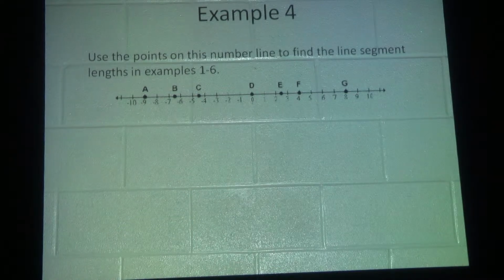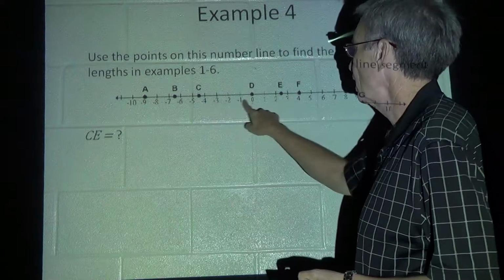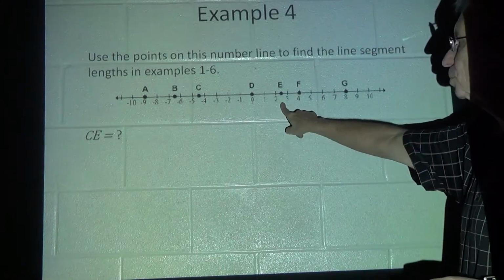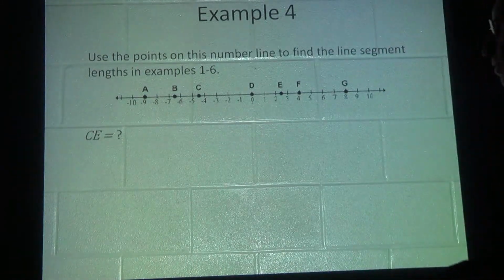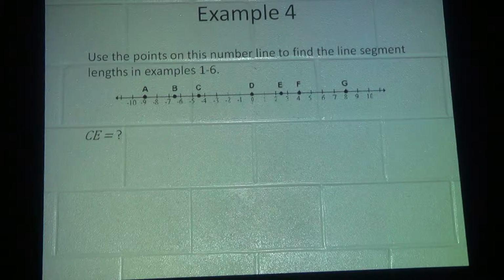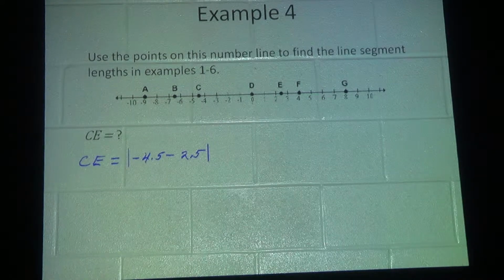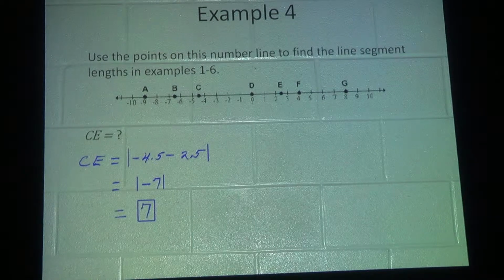Example 4, use the points on this number line to find the line segment again. So once again, this time we have C and E. Notice this is 2.5, and this looks like about negative 4.5. So we subtract those, take the absolute value. In this case, it's going to be the absolute value of negative 4.5 minus 2.5, which gives us the absolute value of negative 7, which is 7. One point about geometry is that line segments never have a negative length.